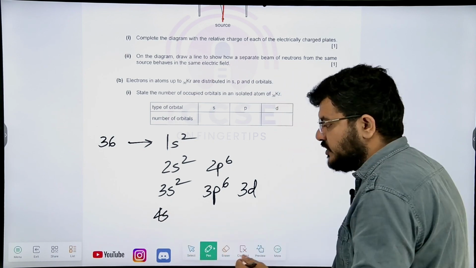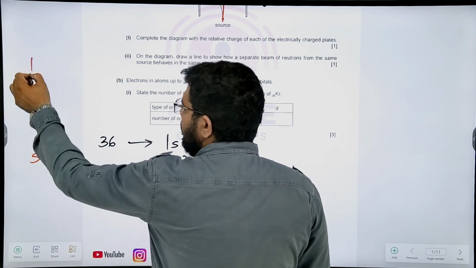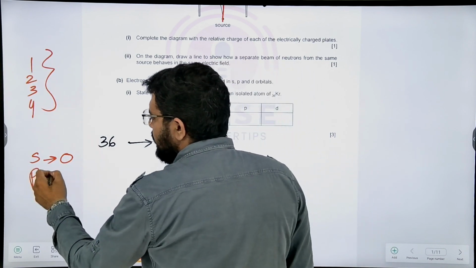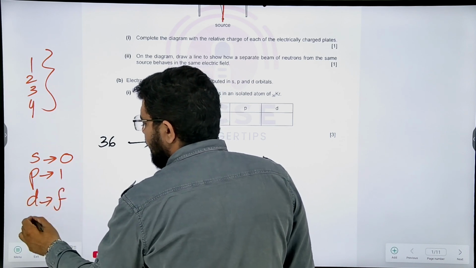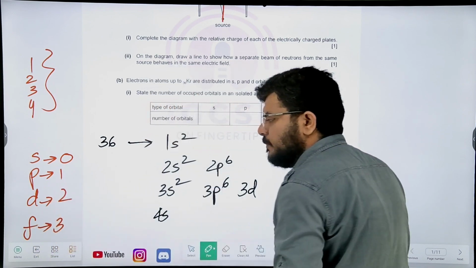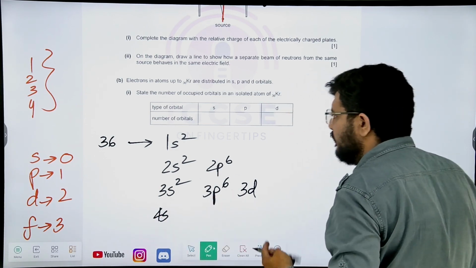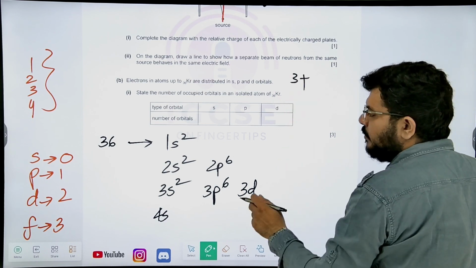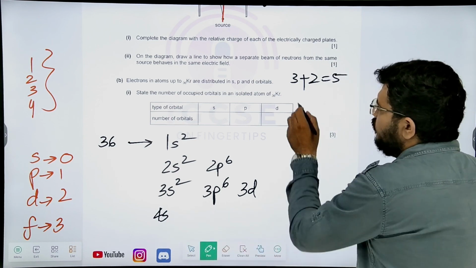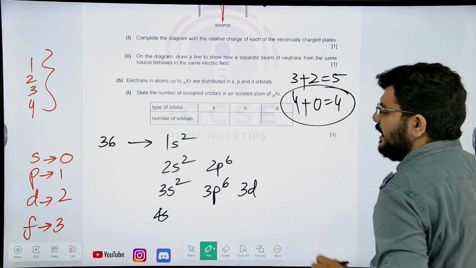Which gets filled first? So I use a very simple logic: I'll give s the number 0, and the principal quantum number, or the shell number itself, is a number. So s is 0, p is 1, d is 2 and f is 3. So if I am confused whether 3d gets filled first or 4s, I'll simply write 3 plus the number given to d, which is 2. So the total is 5, and for 4s it is 4 plus 0, equal to 4. So this gets filled first.